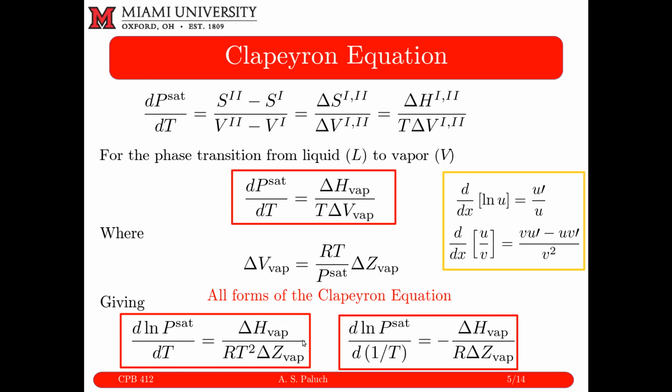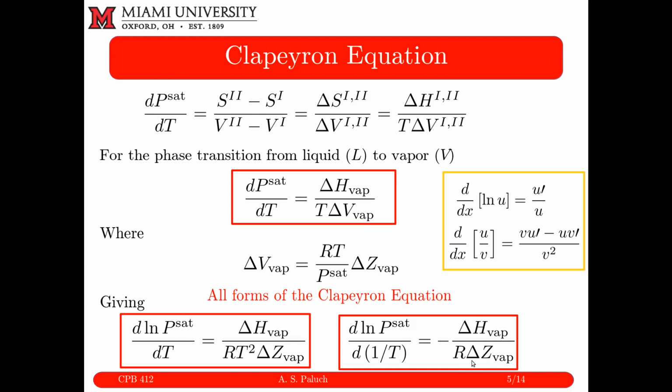And then the other relationship we take advantage of here is that we play around with the differential of log and our quotient rule to simplify this expression. So in terms of introducing log P and then inverse T. Okay, so if I look at this form, d log P d inverse T is equal to negative delta H of vaporization over R delta Z. Okay, cool.